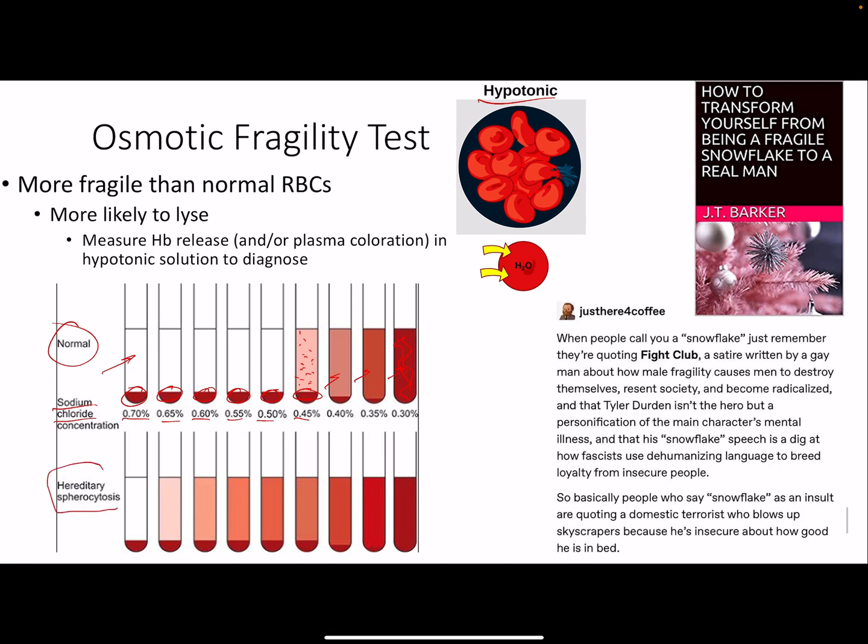Okay, what happens in this case, though, is that they're more fragile. I've barely raised the hypotonicity, how watery the solution is at all, but notice in this case, they're already dying. And it's only 0.65.